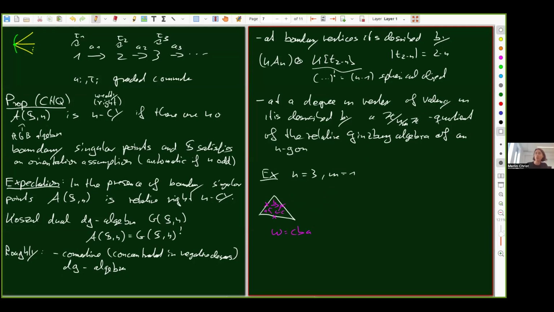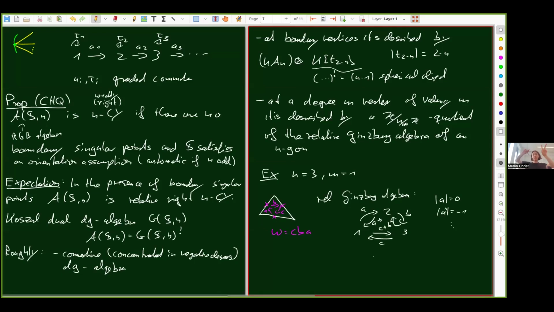Then the relative Ginzburg algebra comes from a graded quiver with 3 vertices and 6 arrows. Basically, you take the double of every arrow. So you take B and B star, A and A star, and C and C star. And then the degree of A is equal to 0. The degree of A star is equal to, sorry, minus 1. Similarly, the degree of B is 0, and so on.